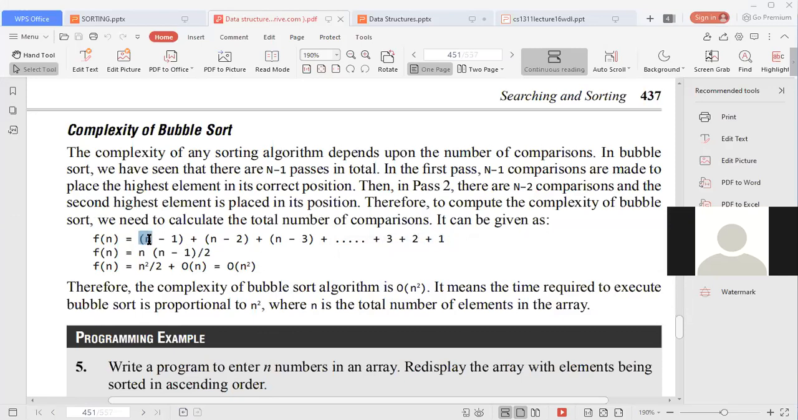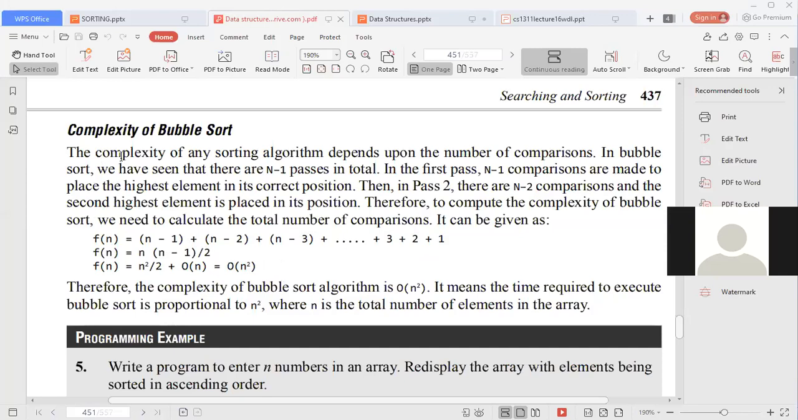What is the value of n in the example? 8. So n minus 1 means 7 plus 6 plus 5 plus 4 plus 3 plus 2 plus 1. We are reducing the value one by one from n. So f of n equal to n minus 1 plus n minus 2 plus n minus 3 up to n minus 7. The sum is n into n minus 1 by 2, and it becomes order of n square. So this is the way we define the complexity.